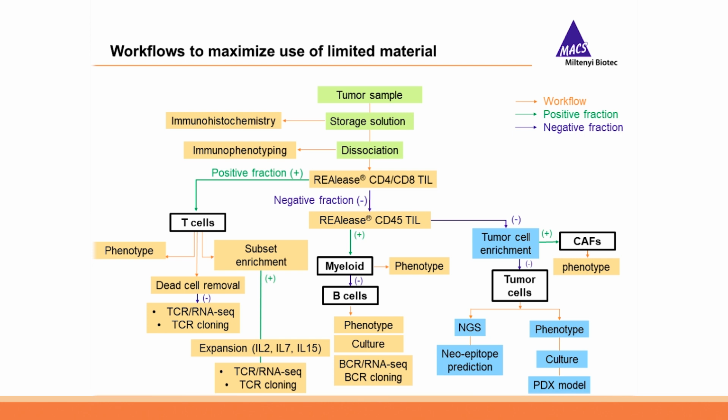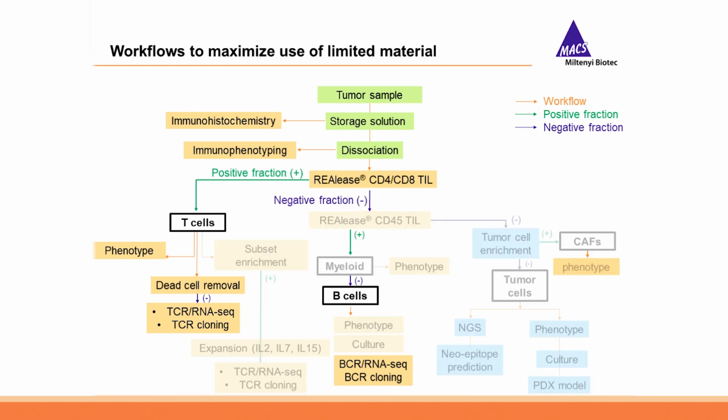This is performed using a negative selection kit, and the tumor cells can then be used for multiple downstream applications, such as next-generation sequencing and neoepitope prediction, phenotype, culture, or establishment of patient-derived xenograft models. Finally, from the positive fraction from the tumor cell enrichment step, other cells of interest can be recovered, such as cancer-associated fibroblasts, which can be phenotyped.